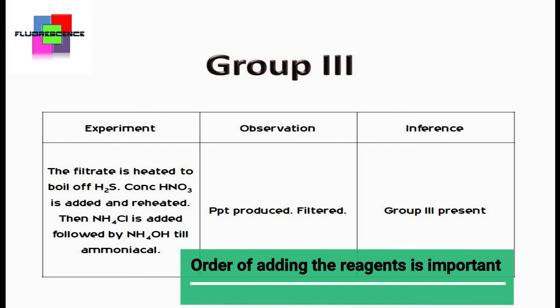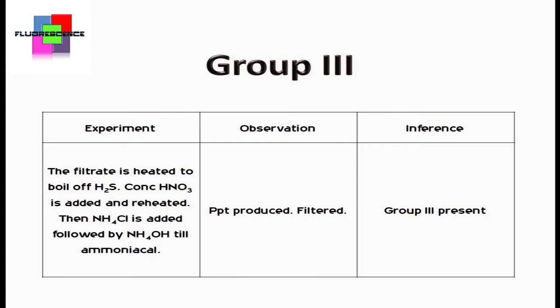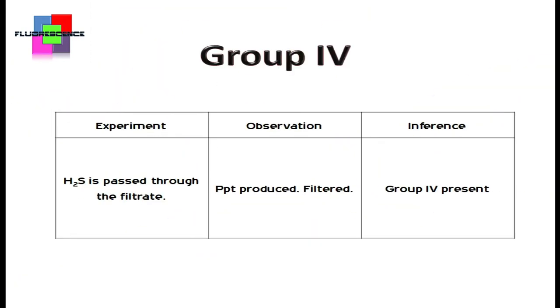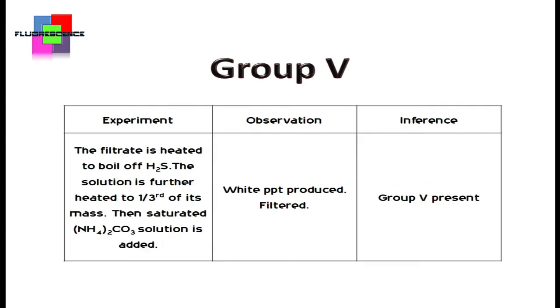Then you will add ammonium chloride followed by ammonium hydroxide till ammoniacal. This order is very important. If you get a precipitation, it indicates the presence of group 3. Moving to group 4, you will pass H2S gas through the above solution. If you get a precipitation, it indicates the presence of group 4. Otherwise, switch to the next one.